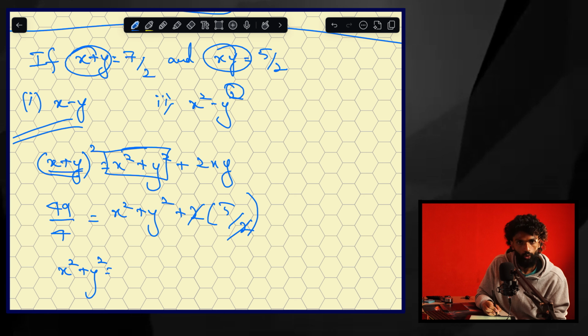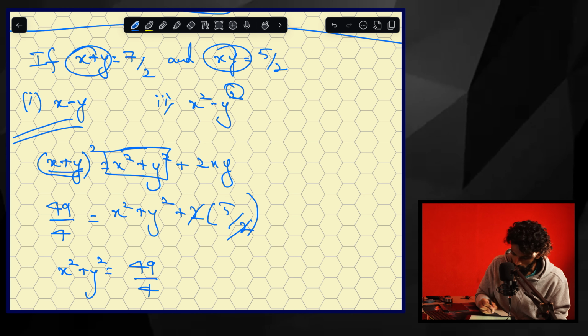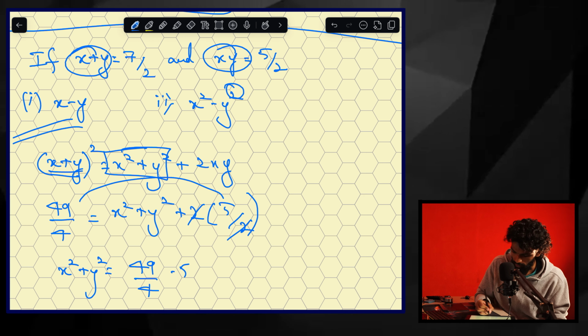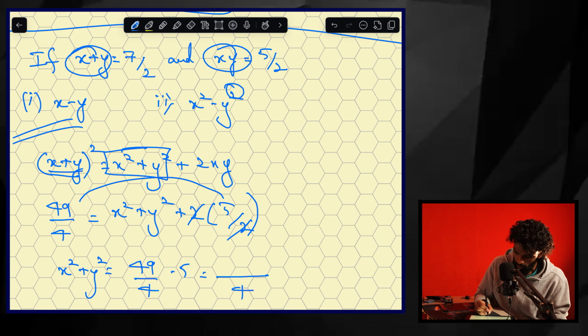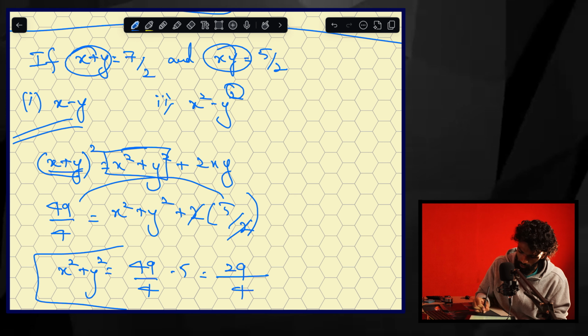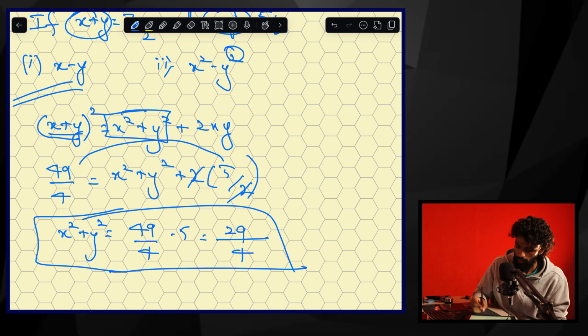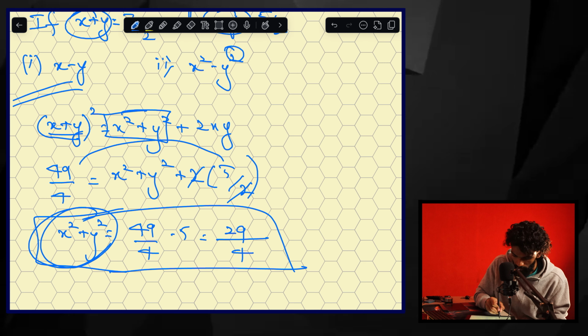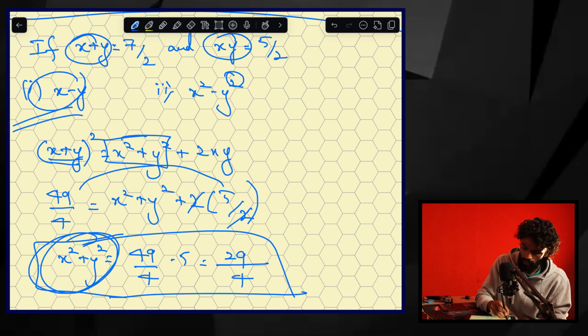Is it useful? I'll show you how. So, it becomes 49 by 4. The plus 5 goes to the left side, becomes minus 5. You take LCM here. LCM is 4. Becomes 49 minus 20. 29 by 4 is the value for x square plus y square. This is the answer for step 0. Step 0 meaning what? I'm finding this, but it is not asked to me in any of the sub questions.